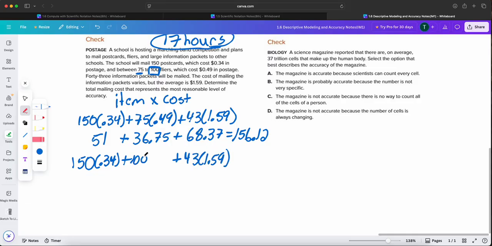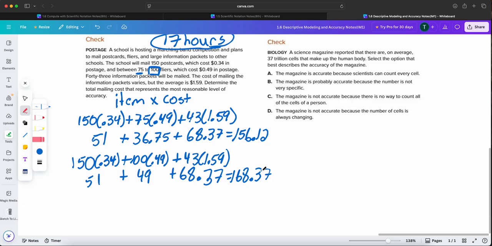So this time we're doing 100 times 0.49. So this is still going to be $51 for the first thing, and then it's still going to be the $68.37 for the last thing. If I take 100 times 0.49, that's 49. So if we add this up, we're going to get 168.37. So the total cost would be somewhere between these two.